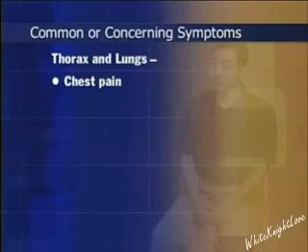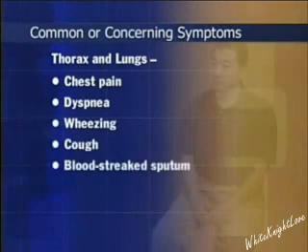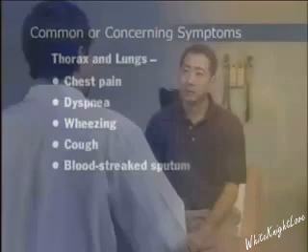In either case, you will record the patient's chief complaint along with common or concerning symptoms. Common or concerning symptoms relating to the thorax and lungs include chest pain, dyspnea, wheezing, cough, and blood-streaked sputum. By eliciting the patient's concerns before the examination, you prepare for an examination that is efficient and productive.